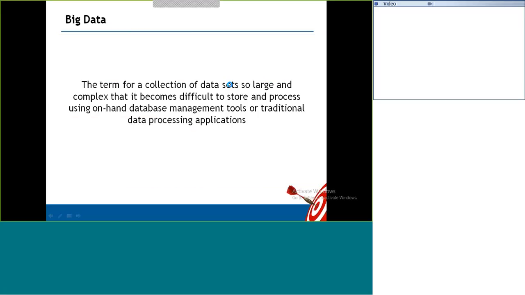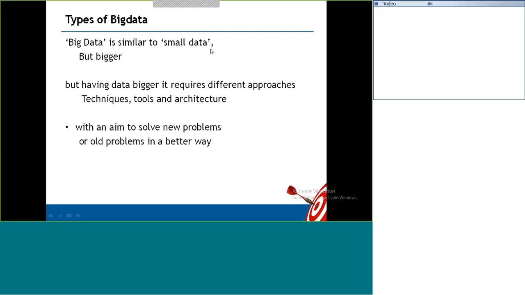So that is the definition of big data. You understand, right? One machine cannot hold that much big data in terms of storage and processing. So you need an alternative, and Hadoop is the alternative, which implements a distributed architecture. So how big is big? Big data is similar to small data, but bigger in size. So your machines cannot hold it.